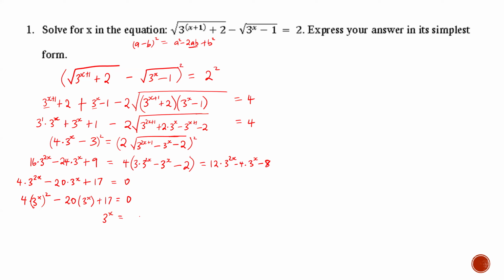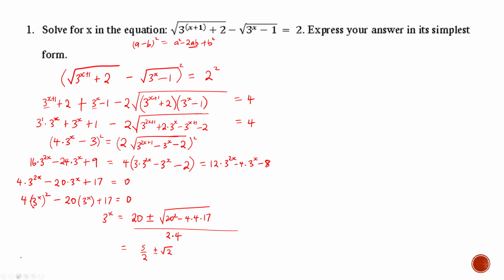So using the quadratic formula, I'm going to have 3 to the power x is equal to negative b. In this case, my b is negative 20. So that's going to be 20 plus or minus the square root of b squared. That's going to be 20 squared minus 4 times a times c. And my a and c are 4 and 17 respectively, out of 2 times a, which is 4. And when you simplify this, you end up with 5 over 2 plus or minus root 2. I've really jumped to simplification of this because of time, because we have a number of questions. But this is quite simple here.